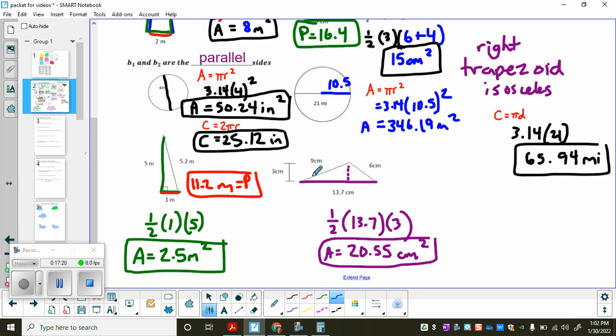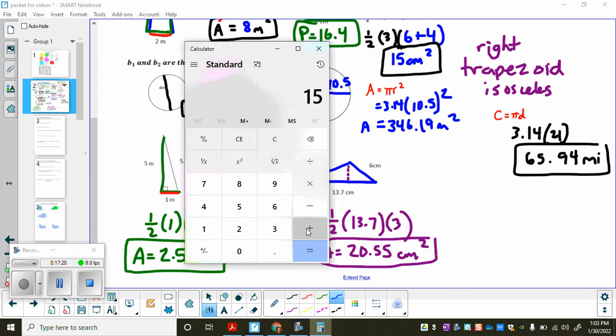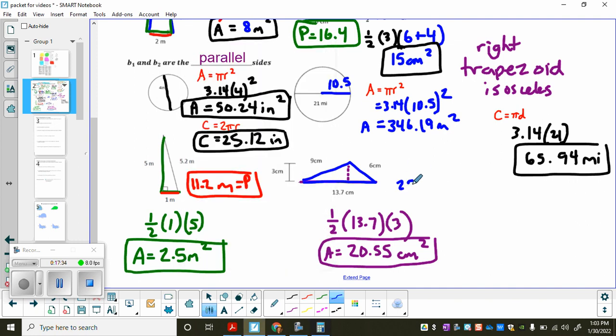And again, for perimeter, we just add up the 9 plus 6, which is 15. And now I've got 15 plus 13.7. So 28.7 centimeters. The distance around is 28.7 centimeters.